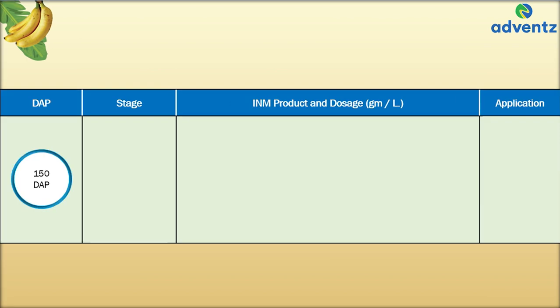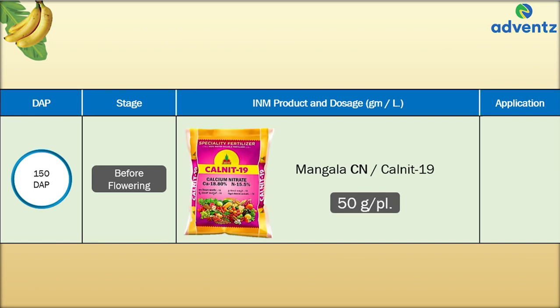In banana, the stage of before flowering is at 150 days after planting. At this stage, application of Mangala Calinit 19 or Mangala CN is recommended to encourage good flower initiation. This is also applied as side dressing.